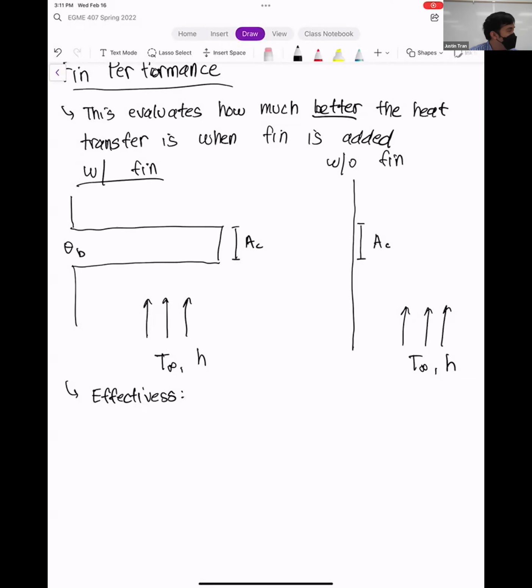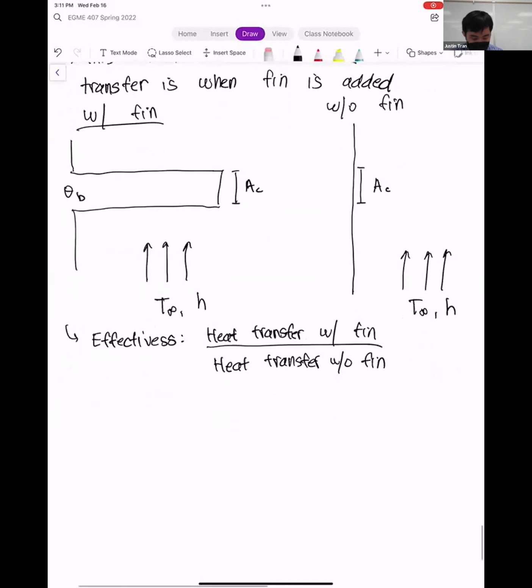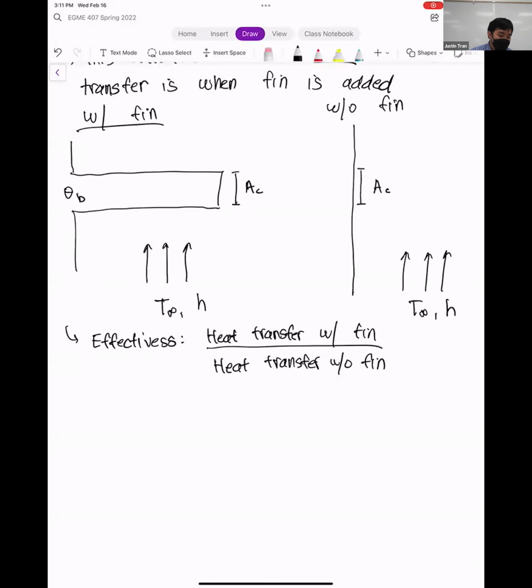And so the word definition of effectiveness is heat transfer with fin divided by heat transfer without fin. In other words, you have a ratio, right? And so ideally, your ratio here should be above 1.